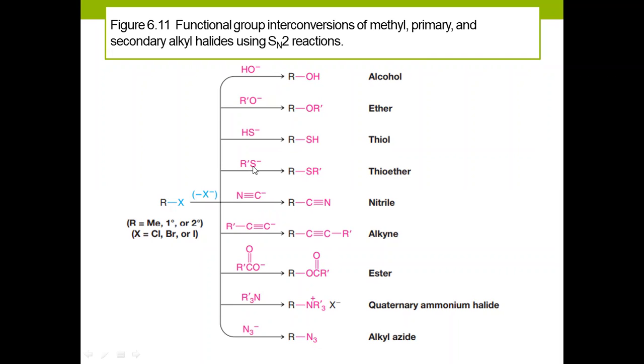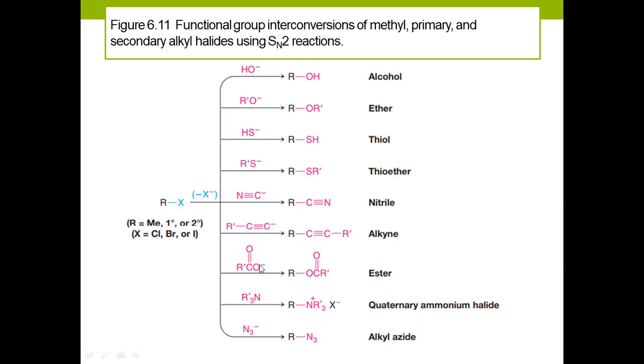And then RS, you can form a thioether, just like your ether here, but instead of oxygen, you have sulfur. And then you can have your nitrile, sodium nitrile. You can form your nitrile here. And then your carbide, sodium carbide, depending on the number of carbon, you can form an alkyne.